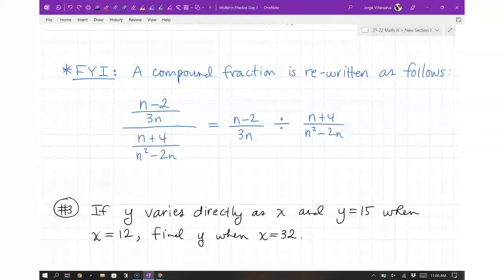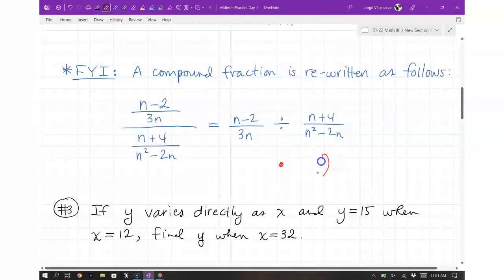So all you have to do is rewrite them. So you write the numerator first, so n minus 2 over 3n. And then write divided by, and then write the denominator, n plus 4 over n squared minus 2n. At that point, what are you supposed to do? What's your next step? Yeah, you flip the second fraction and you make the division into a multiplication. Okay? So your very next step would be to change this to a times and flip this over.